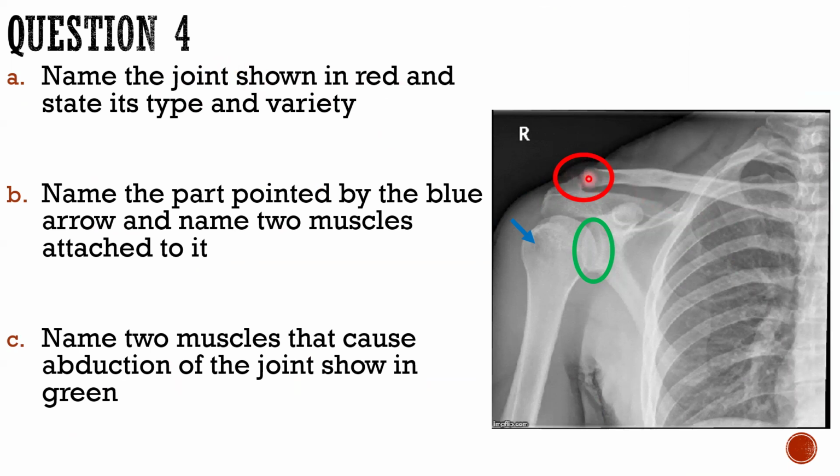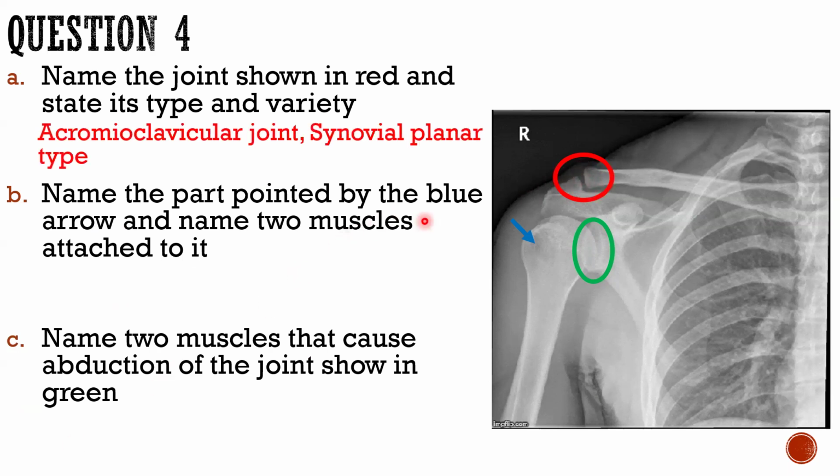This is the acromioclavicular joint, and it's a synovial joint of planar variety. Now, the structure pointed here is the greater tubercle, and attached to the greater tubercle we have 3 muscles: to the superior facet, supraspinatus; to the middle facet, infraspinatus; and to the inferior facet, teres minor.